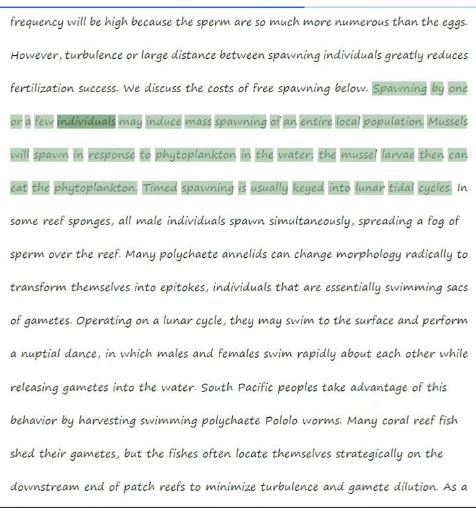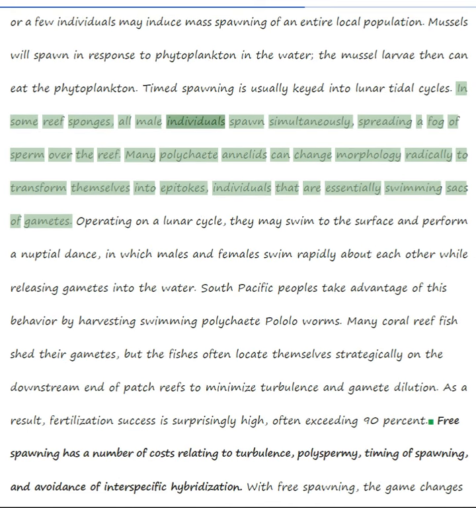Spawning by one or a few individuals may induce mass spawning of an entire local population. Mussels will spawn in response to phytoplankton in the water. The mussel larvae then can eat the phytoplankton. Timed spawning is usually keyed into lunar tidal cycles. In some reef sponges, all male individuals spawn simultaneously, spreading a fog of sperm over the reef.